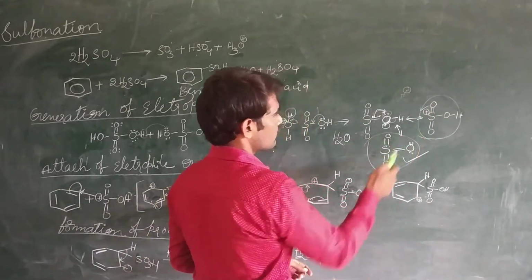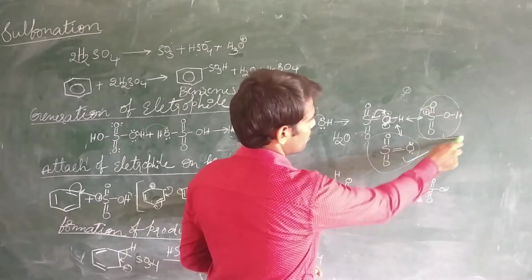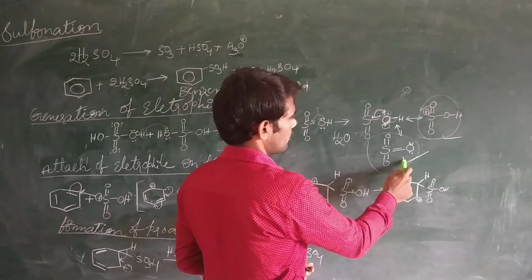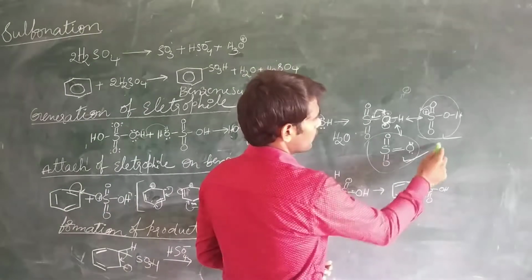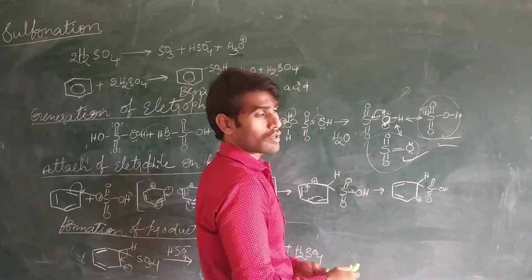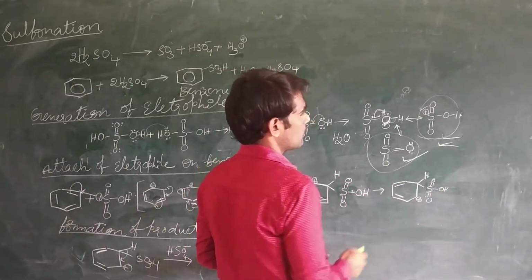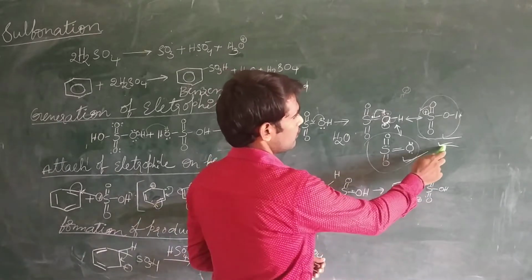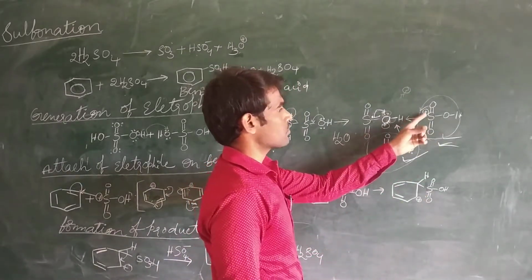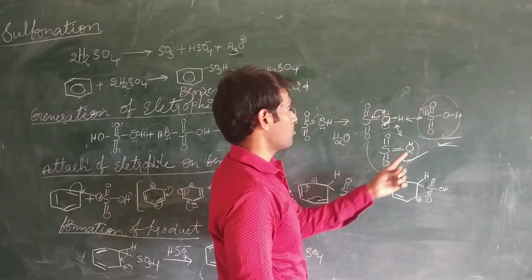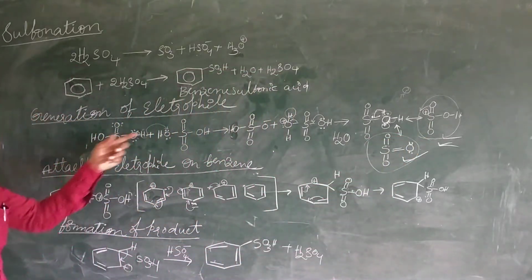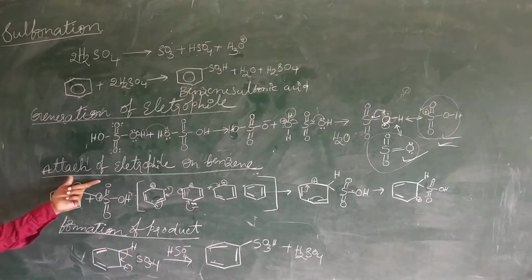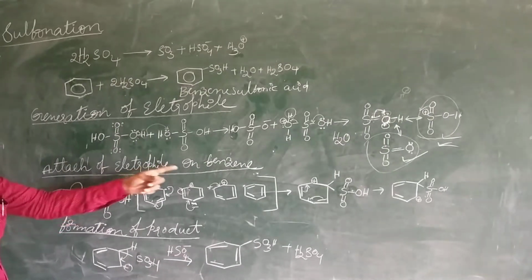So either case may take place: this one also acts as an electrophile, and this one also acts as an electrophile. Now out of these two, this one has the higher pK value, so it is a stronger electrophile compared to this one. So that is the generation of the electrophile. After generation of the electrophile, comes the attack of the electrophile on the benzene.